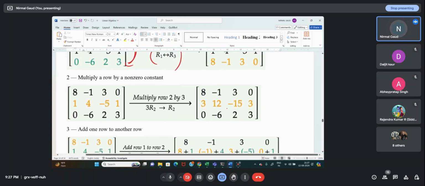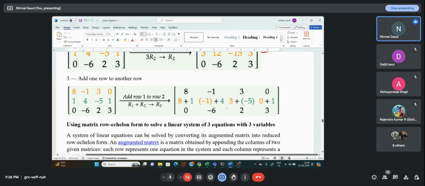Second, they multiply a row with a non-zero constant. This is also possible. You can multiply a scalar with any of the rows. So they multiplied row 2 with 3. This is the multiplication: multiply 3 with row 2. Here is the answer. And then what did they do?